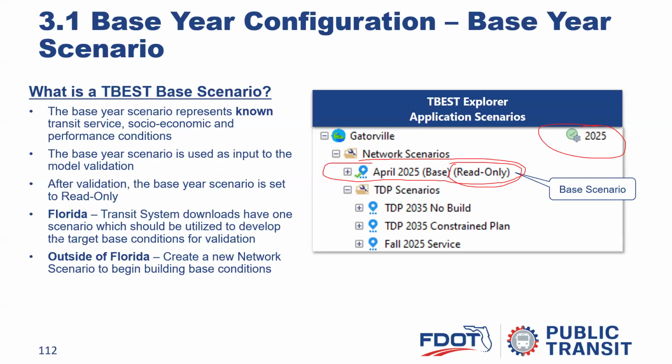In Florida, the transit system downloads have one scenario, which should be utilized to develop the target base conditions for validation. Outside of Florida, you need to create a network scenario to begin building the base conditions. So this is pre-done for you in Florida for the most part. You'll need to do some updates, which we're going to walk through as part of this section, at least the type of updates you would do, to help you along in the process.